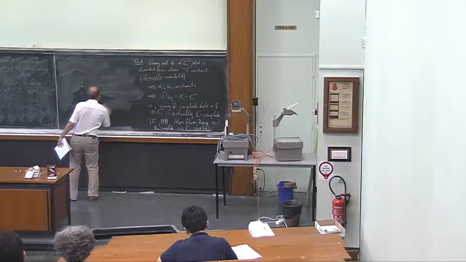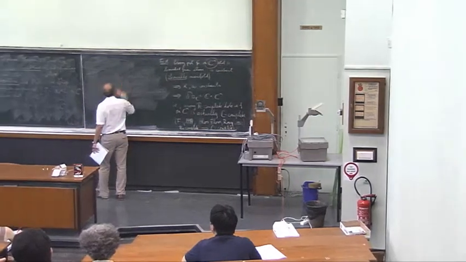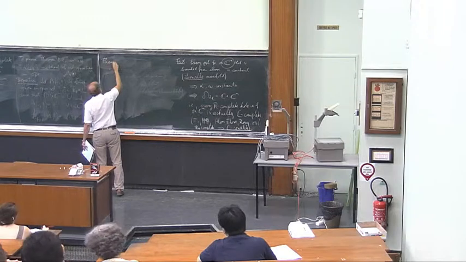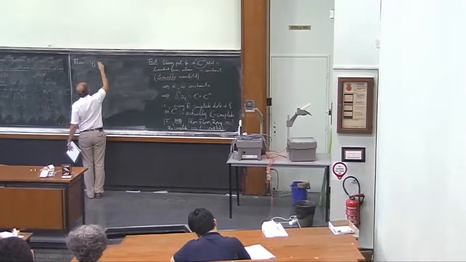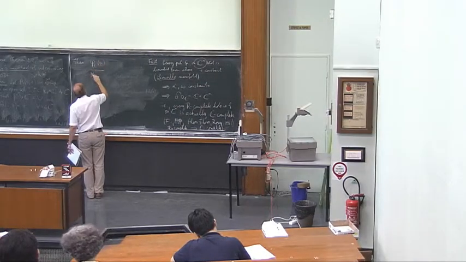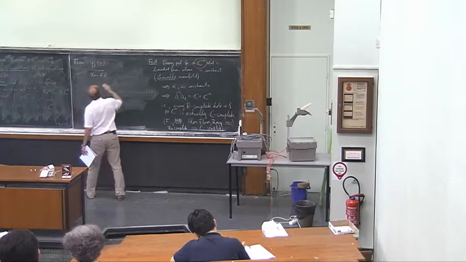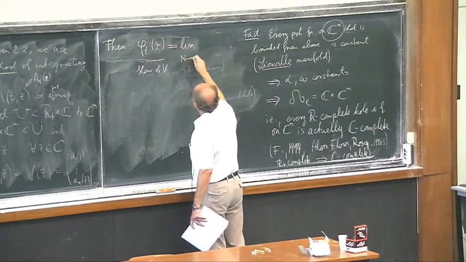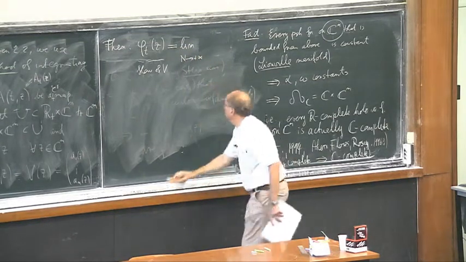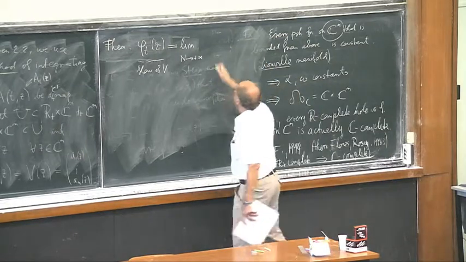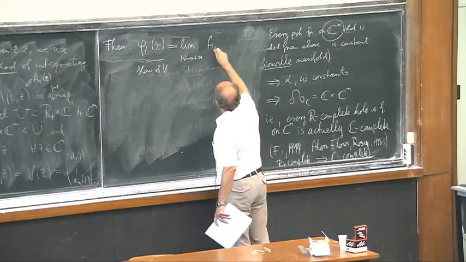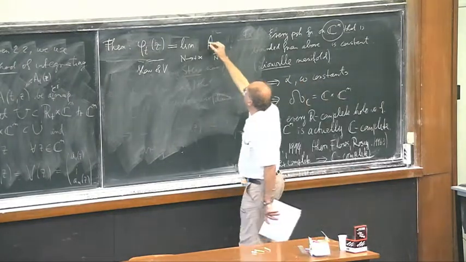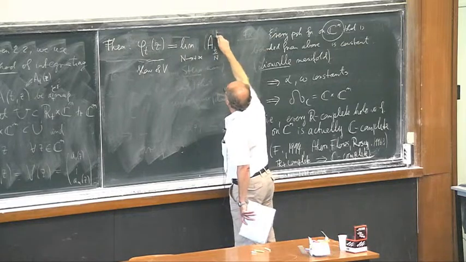So then the flow phi t of z, the flow of V, is equal to the limit as the number of iterates goes to infinity. Now what I do is take the map a of t divided by n, and then take its nth power, nth iterate, which I'll just put n here.